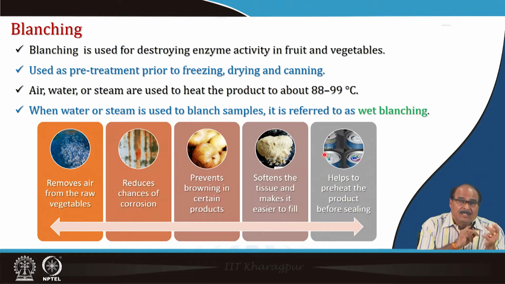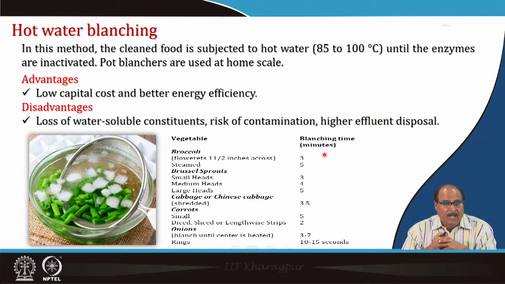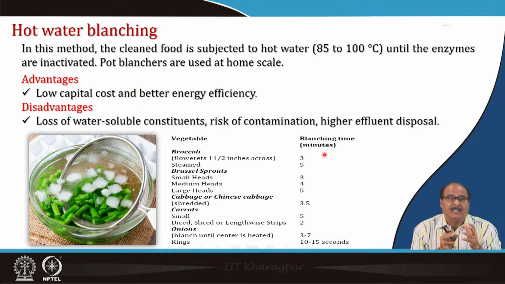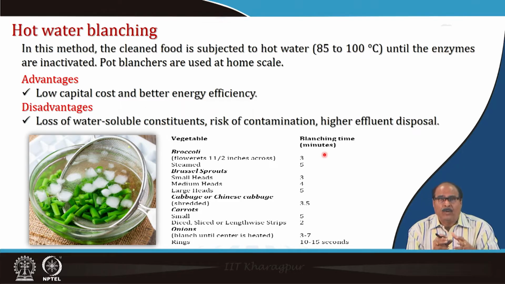If the enzymes are not inactivated, then during the frozen storage it may create some problem. Hot water blanching: in this method the cleaned food is subjected to hot water until the enzymes are inactivated. Generally pot blanchers are used at home scale. It has a low capital cost and gives better energy efficiency. However, there are certain disadvantages, like maybe loss of water soluble constituents. There may be risk of contamination if water is contaminated, or higher effluent disposal.